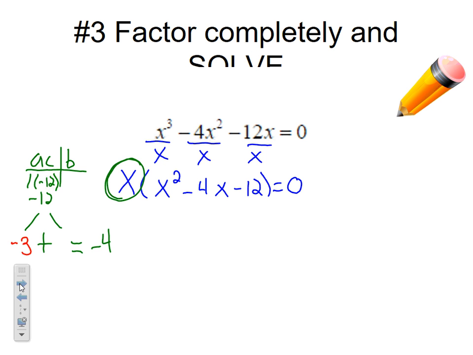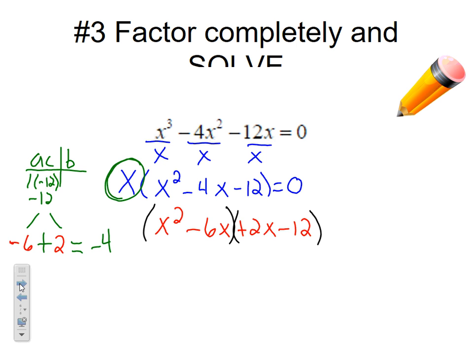Excuse me, negative 6 and 2. Negative 6, positive 2. So I'm going to rewrite this. I have x squared minus 6x plus 2x minus 12. Once I get here, I'm going to do my grouping, break it apart.